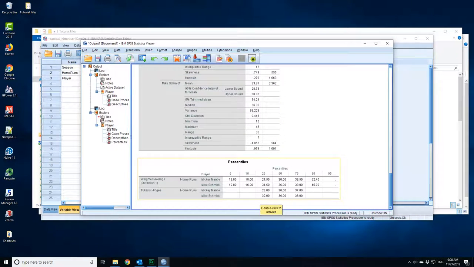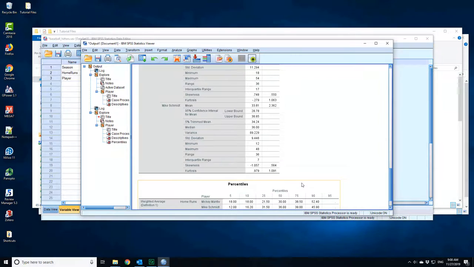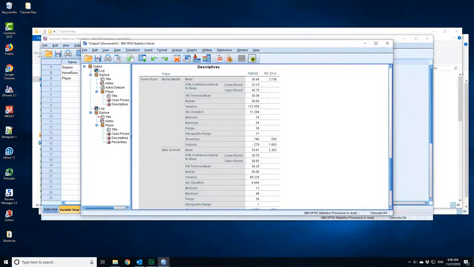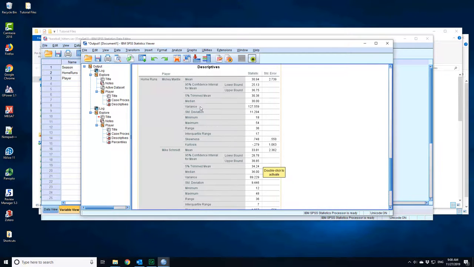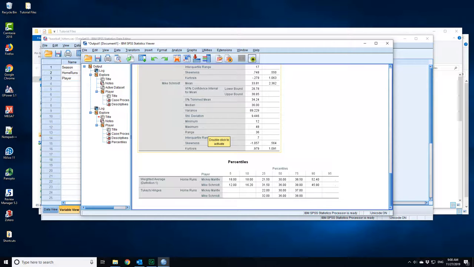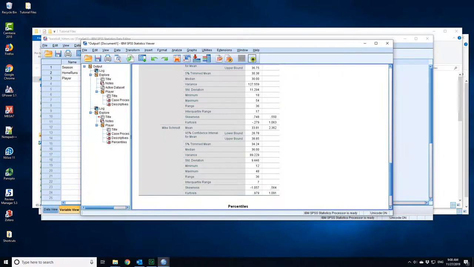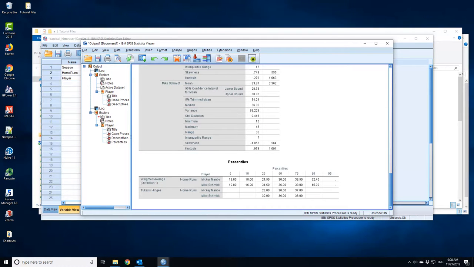Now I can see, so the first quartile is 21.5, sorry, and the third quartile, which is the 75th percentile, is 38.5 for Mickey Mantle. And for Mike Schmidt, the first quartile is 31.5 and the third quartile is 38. So now to put all those numbers together to get my five-figure summary, for Mickey Mantle I have minimum 18, first quartile 21.5, median 30, third quartile 38.5, maximum 54. So that's the five numbers that you should use to summarize that set of data.